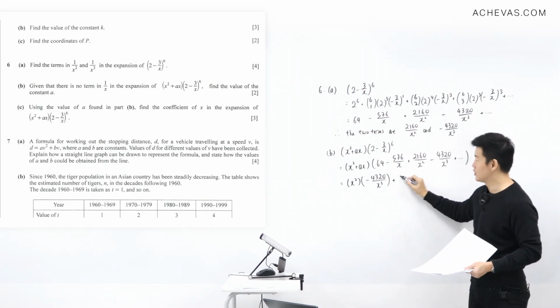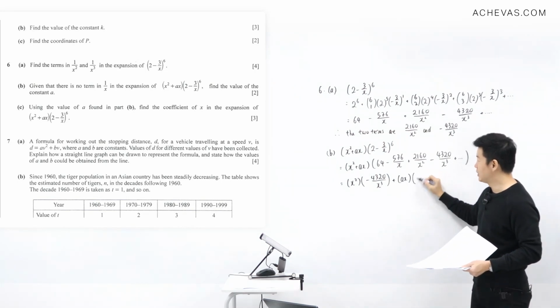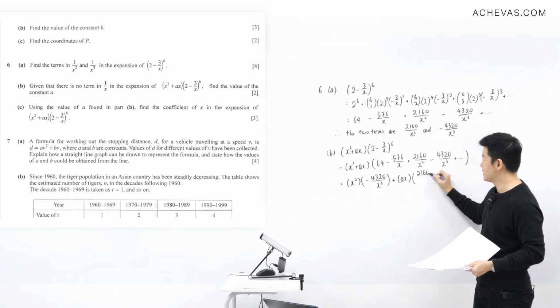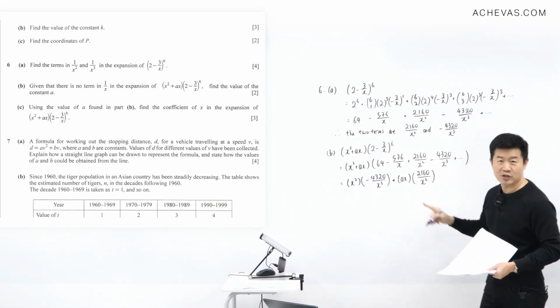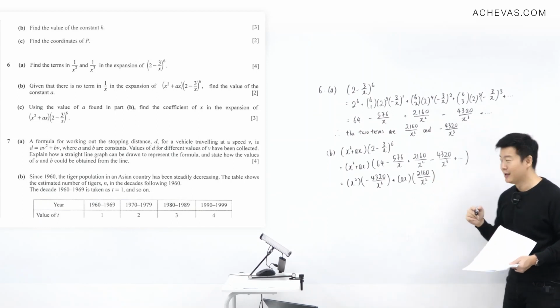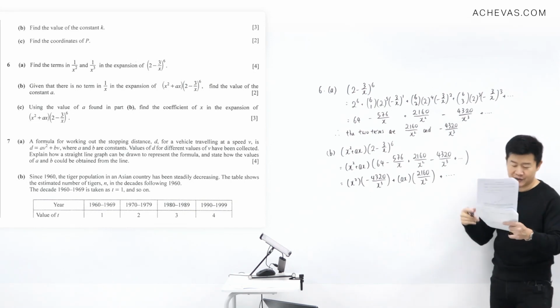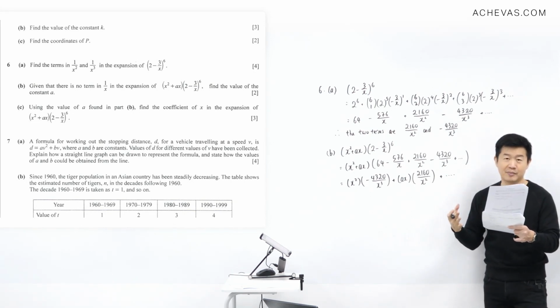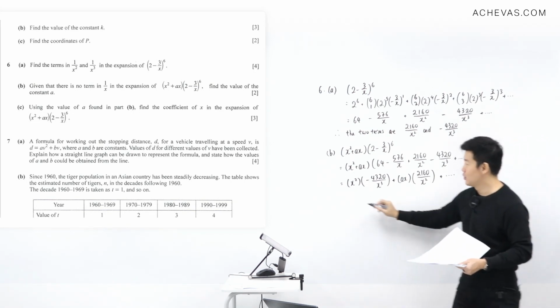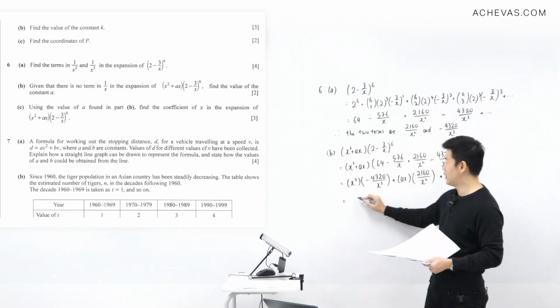I guess it is going to be this and this. So it is going to be when I take ax multiplied by 2160 over x to the power of 2, because x and 1 over x squared cancel away, I'm going to be getting a 1 over x. For the rest of the terms, I'm going to just ignore them, because the rest of the terms will not be getting me a 1 over x.